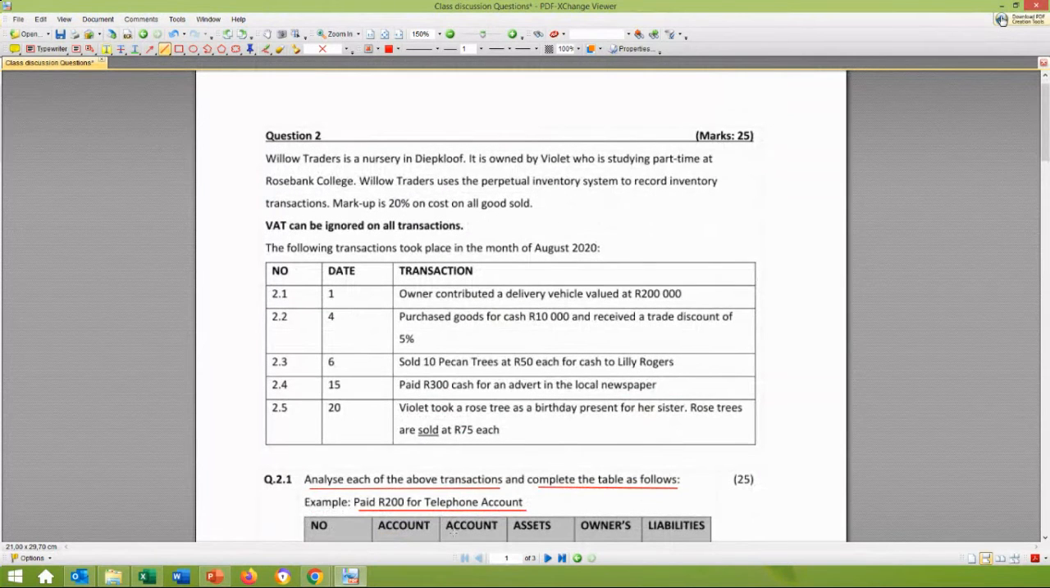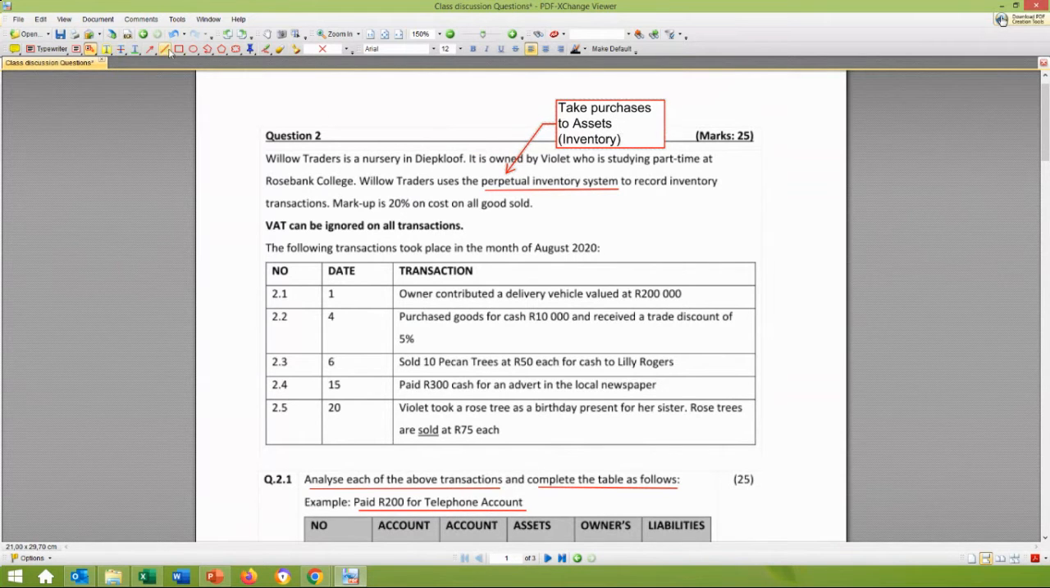Okay, so let's read through the information and see what information was relevant. Willow Traders is a nursery in Diepkloof. It is owned by Violet, who is studying part-time at Rosebank College. Willow Traders uses the perpetual inventory system to record its inventory. Now we said perpetual inventory, we take the purchases to the assets account, so inventory. This is very important. If you missed that, you could have potentially taken it to the purchases account as opposed to the inventory account.